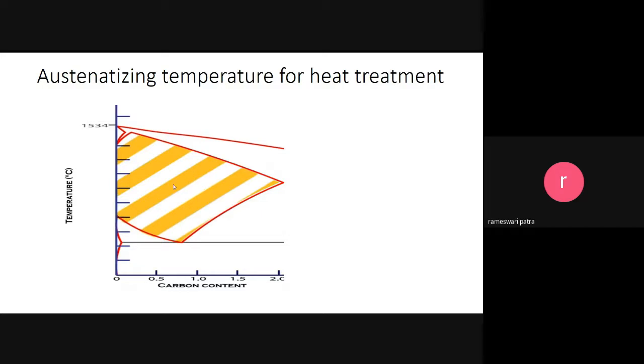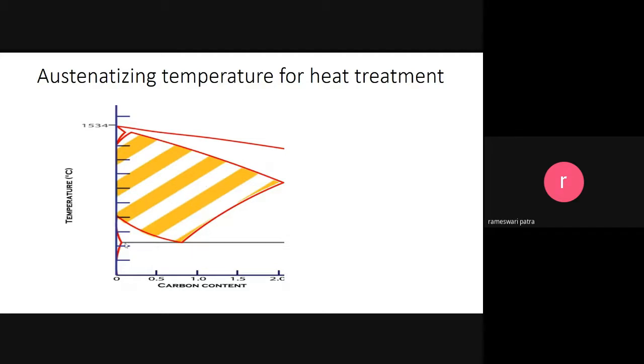But I told you this is always a parent phase. Phase transformation starts from here when you do cooling, right? Always phase transformation starts from here. This phase can transform into ferrite. This phase can transform into pearlite. This phase can transform into bainite. This phase can transform into martensite. Right? So this is always the starting phase, the parent phase. So everything should be soluble here first.